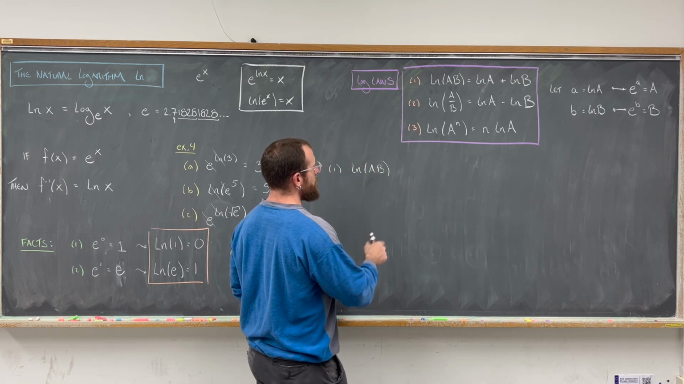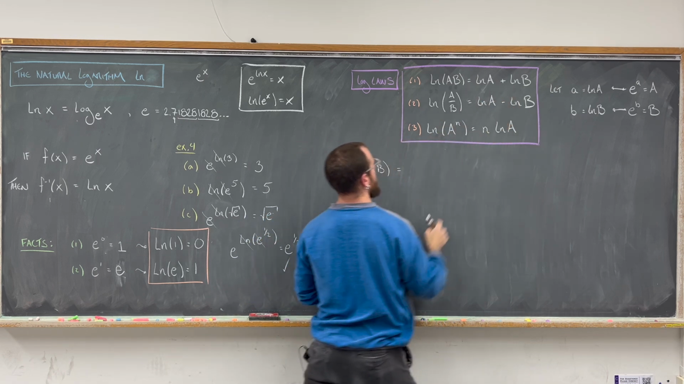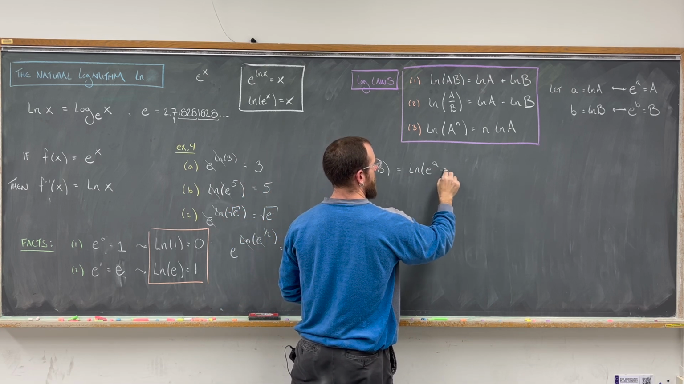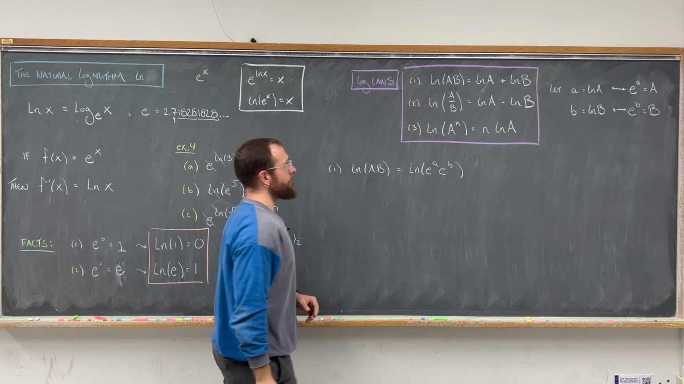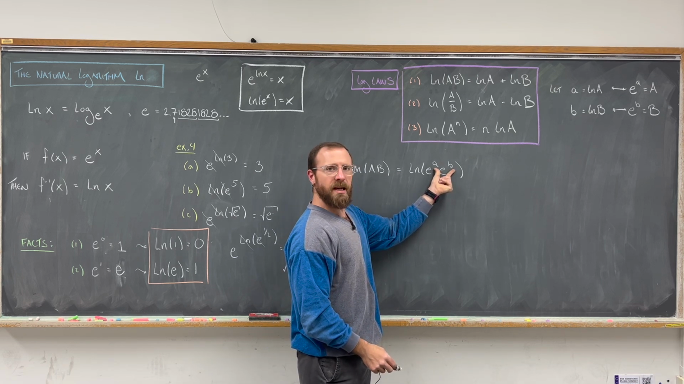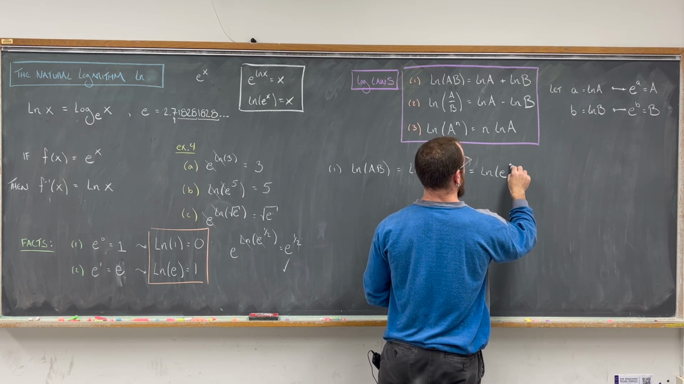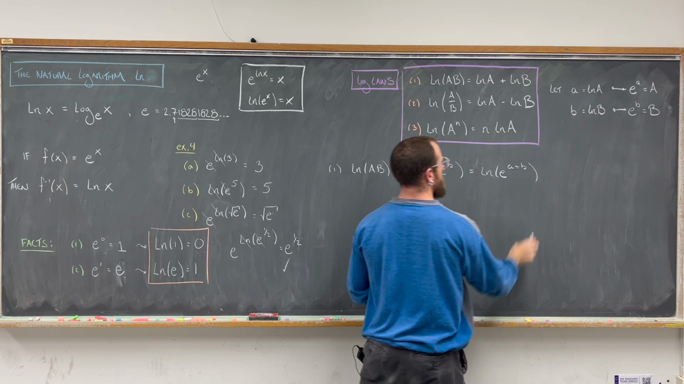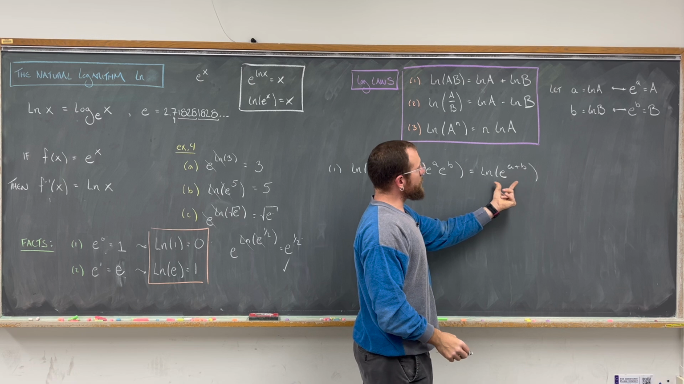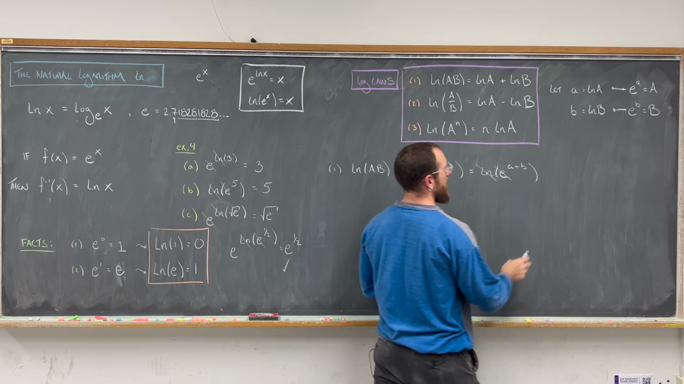Here we have ln of ab. Well, to show you how this is going to reduce to just ln of a plus ln of b, let me write it as ln of e to the a times e to the b. Okay? Now I have rules for exponents that say, same base, add the exponents. So this is ln of e to the a plus b. Okay? And when you have the natural exponential composed with the natural logarithm, they cancel. So what you have is just a plus b.